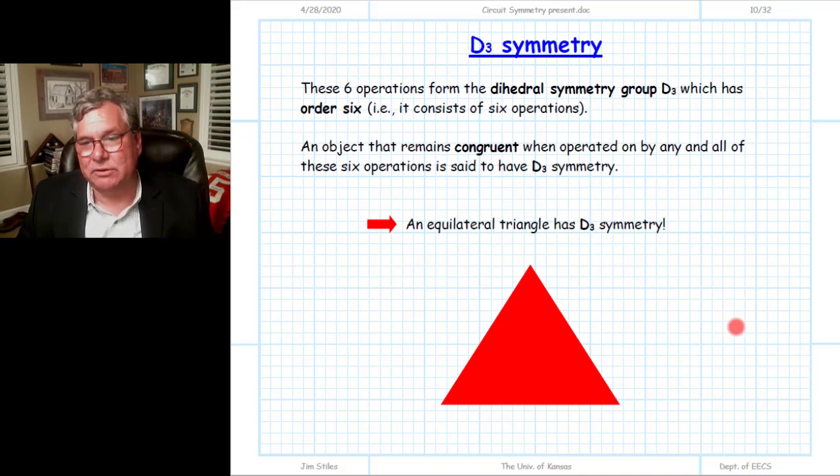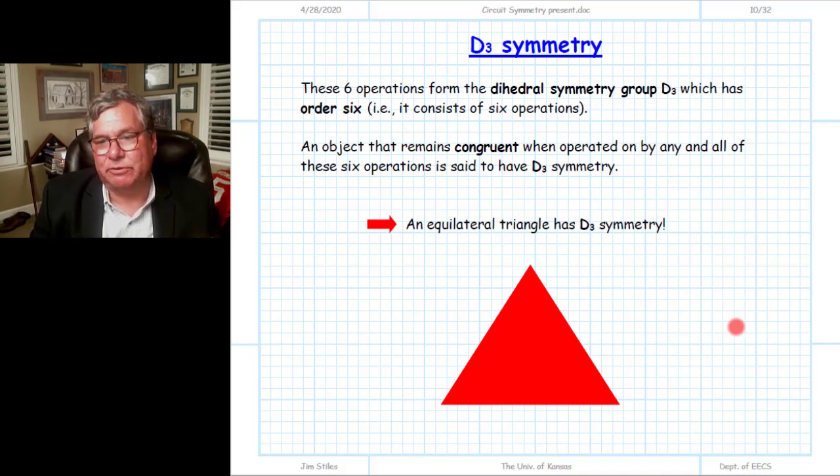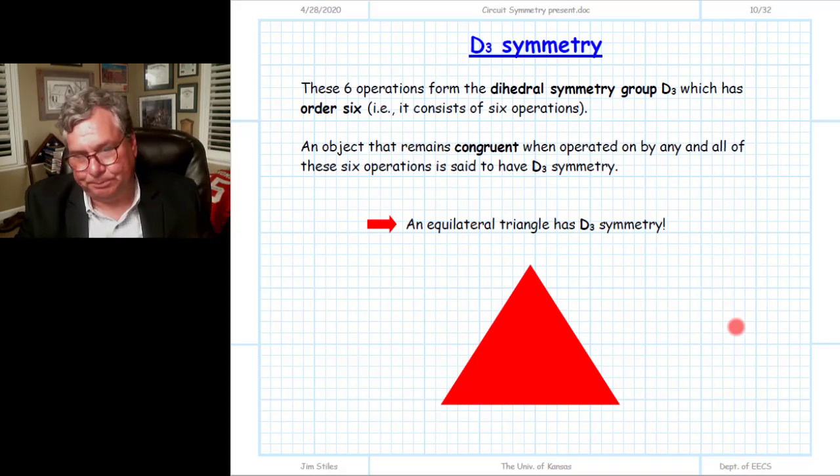And you're like, why shouldn't it be D6? Actually, some people would describe this as D6, meaning that it has 6 operations. The definition of a dihedral symmetry group, though, is such that the subscript, 3 here, you multiply by 2, and that's actually the number of operations under which the object is congruent. Again, this would be 6.